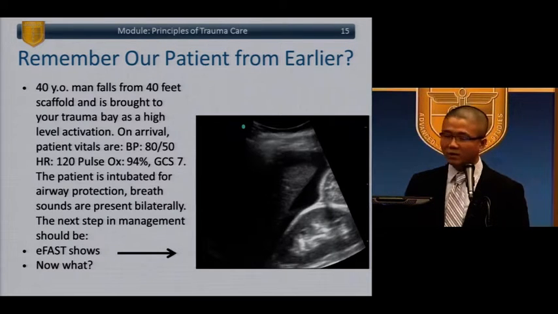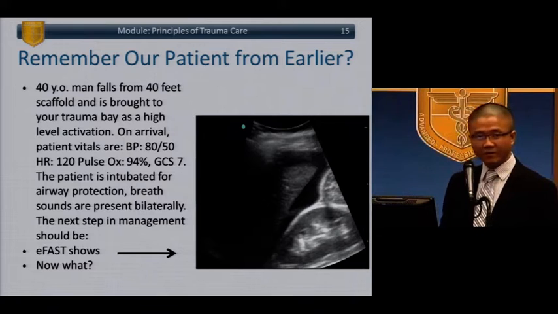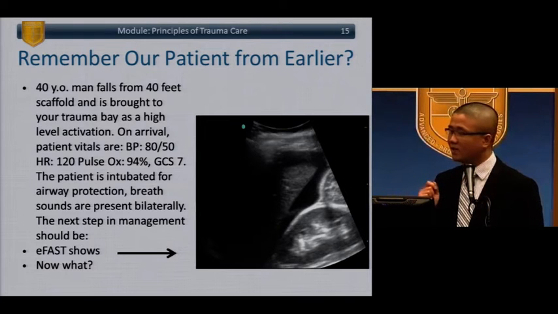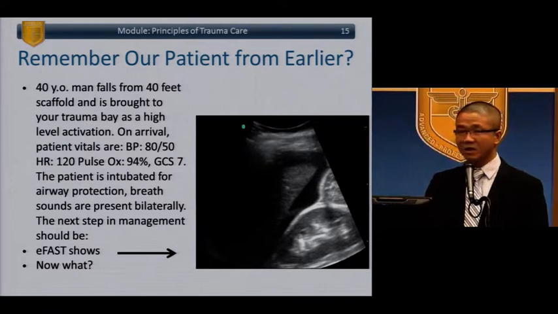So remember our patient earlier, the 40-year-old guy that fell 40 feet, right? That's a very high fall. Vitals are the same there. And this is what you see on the extended FAST examination. And so the question is, if you're shown this image, you have the same exact clinical scenario, what next?